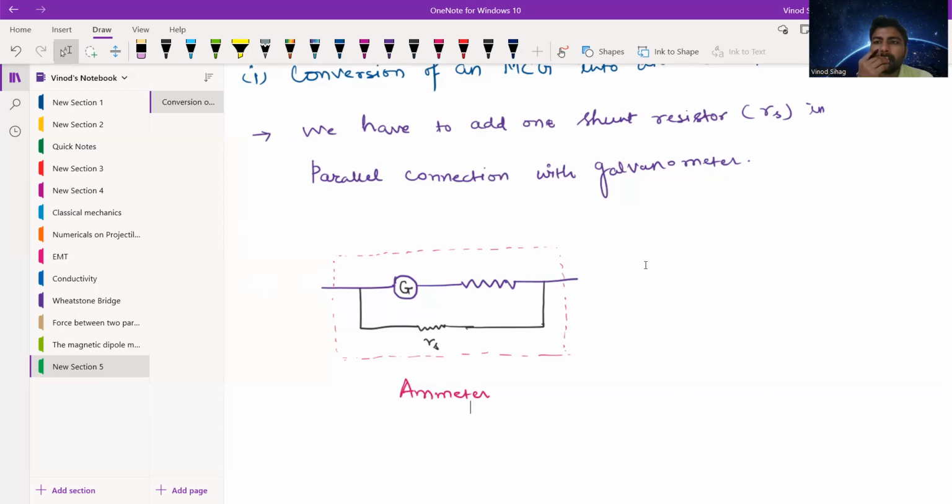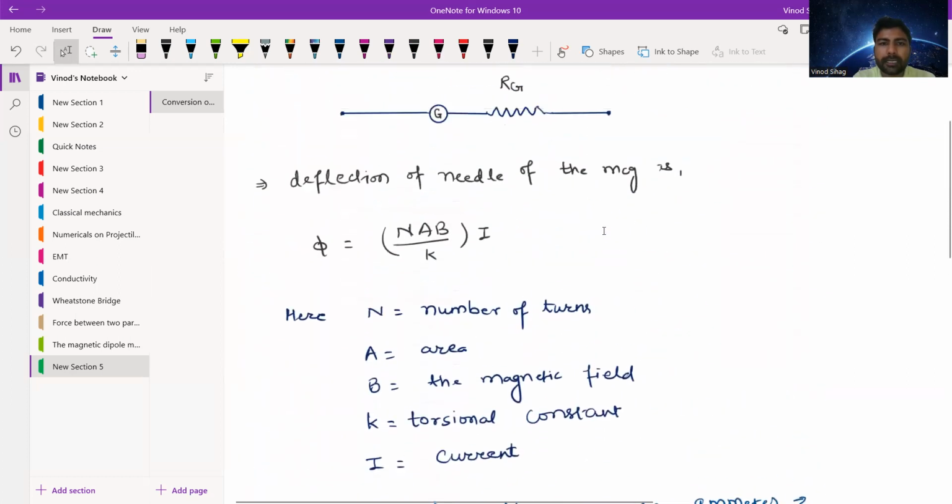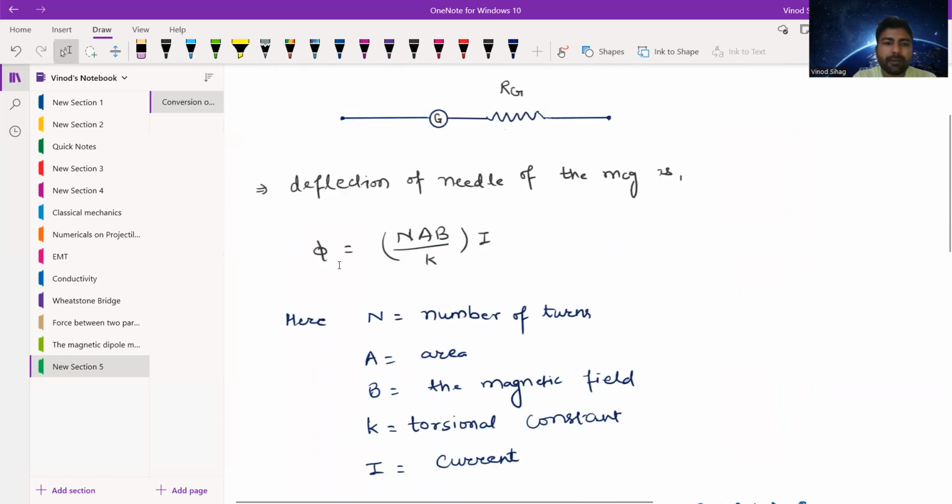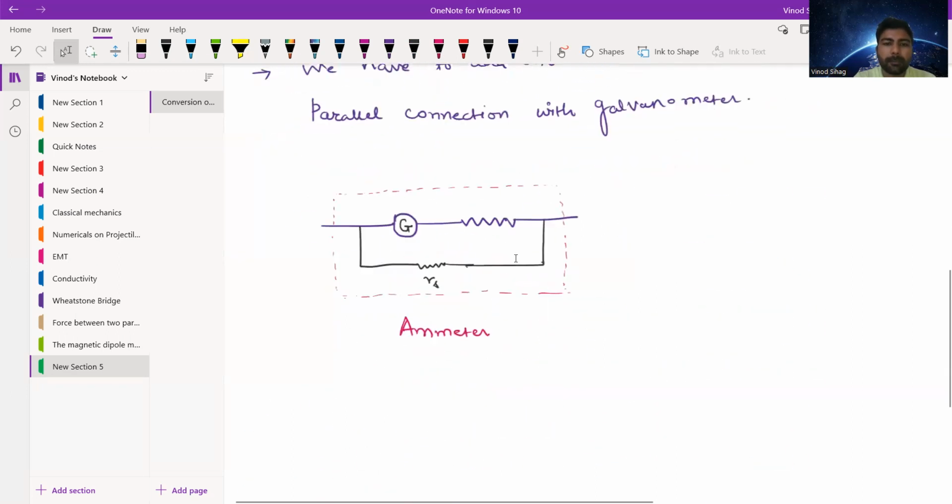So what should that be? Basically, current sensitivity is expressed as deflection per unit current. That will be called current sensitivity. How can we calculate that? We have one formula: deflection is NAB upon K into I. So if the I goes in the denominator of deflection, it will become current sensitivity.